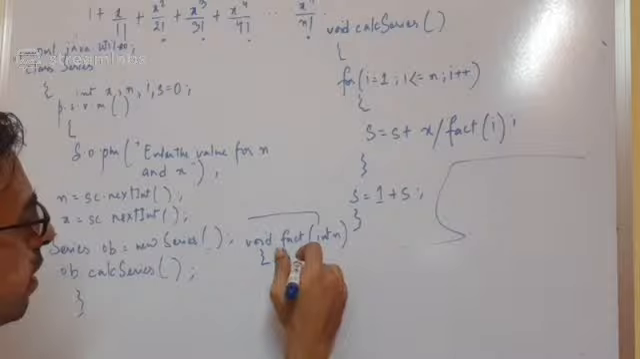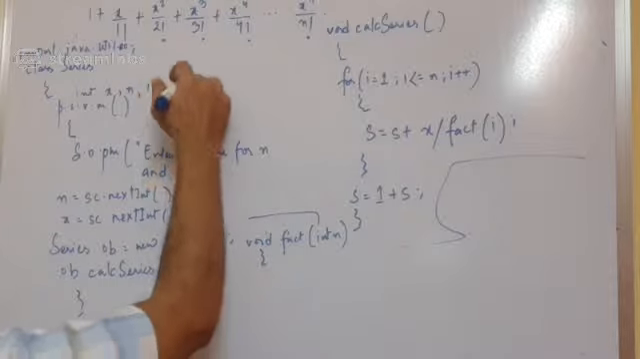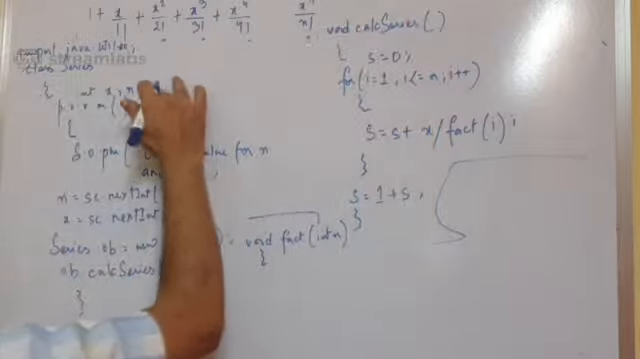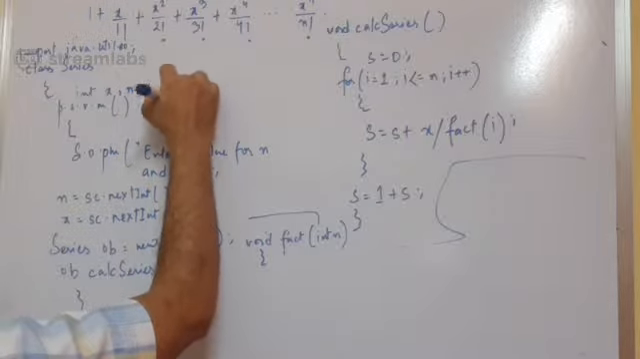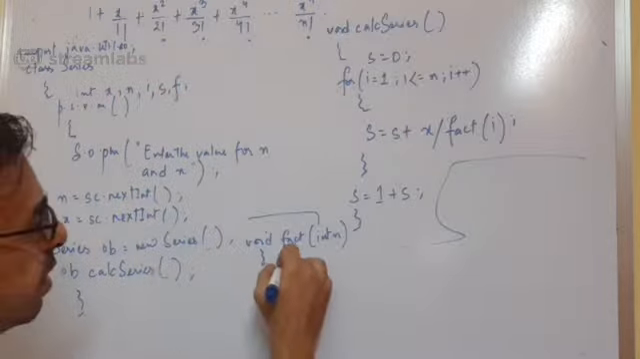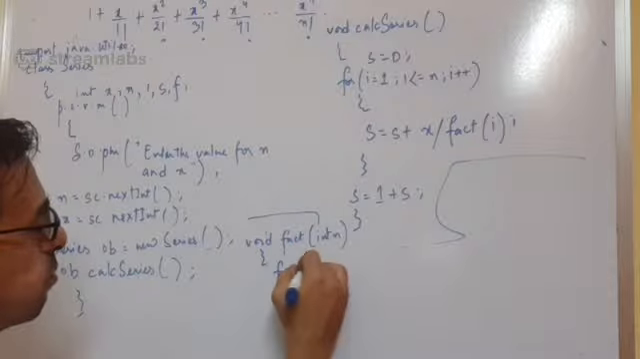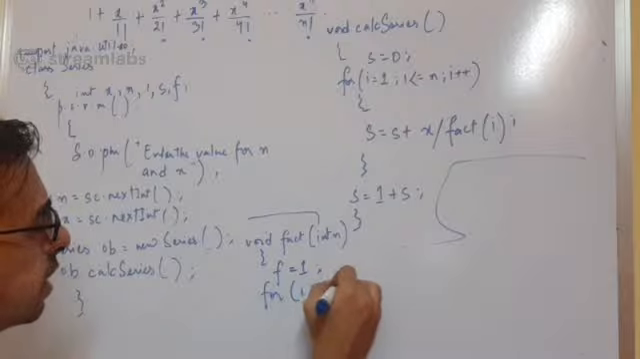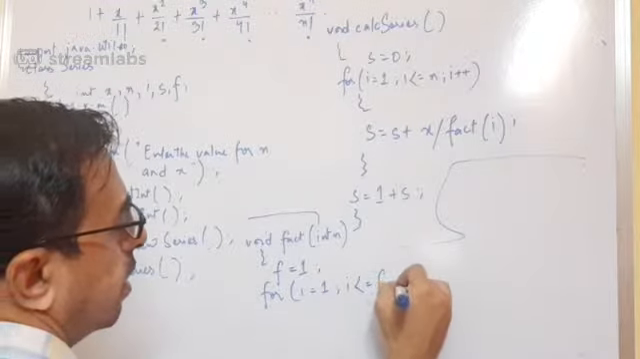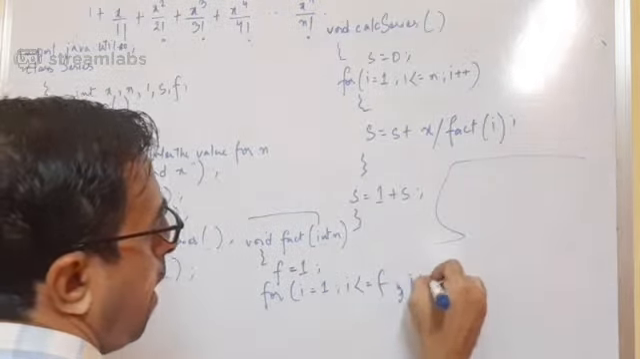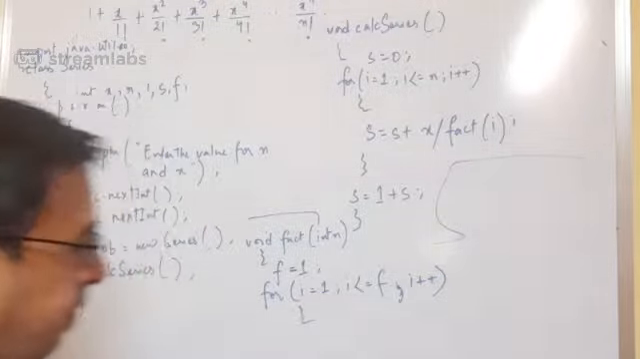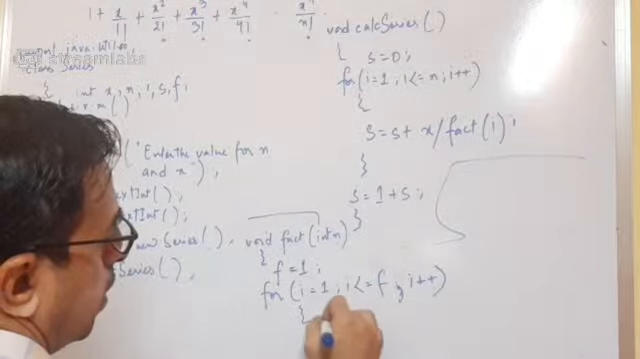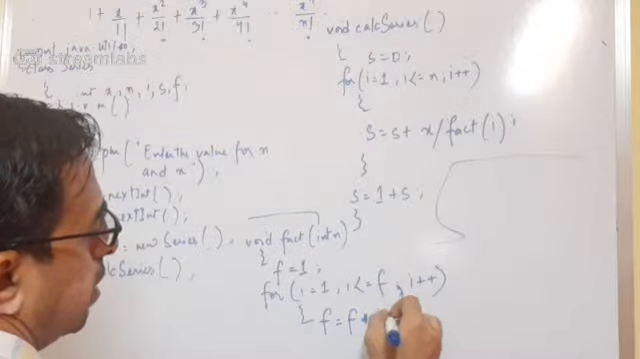int, I'll be introducing one global variable out here. So this should be initialized inside this. s comma f equal to 1, for i equal to 1, i less than or equal to f, i plus plus, f equal to f into i.